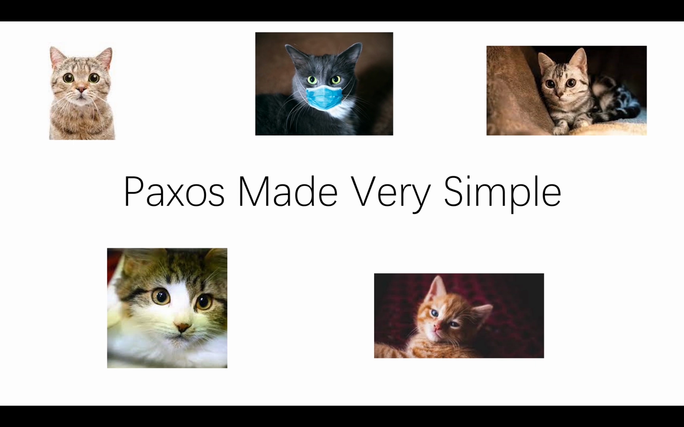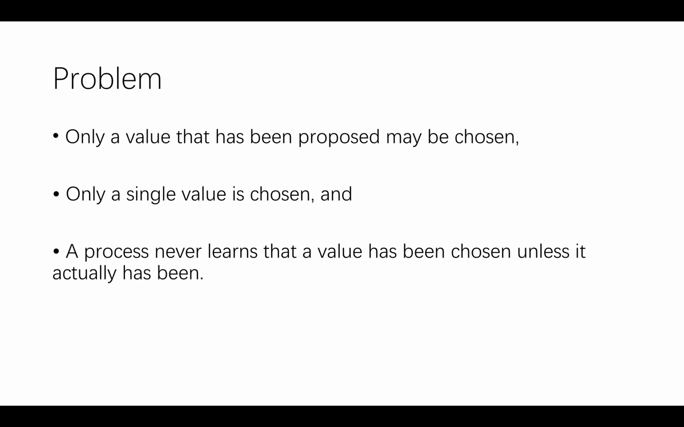Paxos algorithm is a consensus algorithm to solve a problem with the following conditions. At first, in the consensus, only a value that has been proposed may be chosen, which means the only way a value can get into the system is either a node proposes one or it receives one from others. There's not a third way for a value to get into the system.